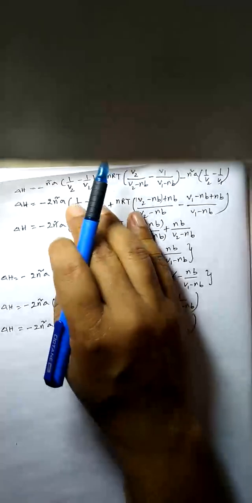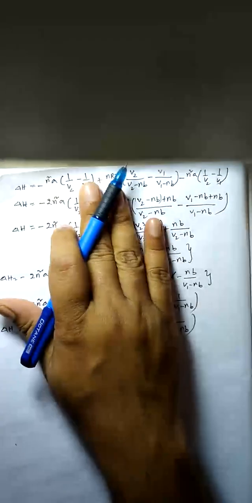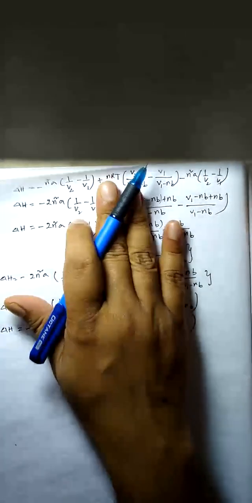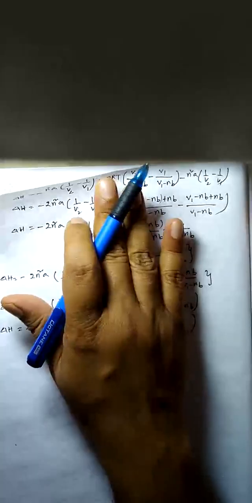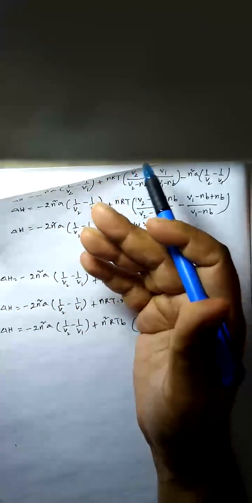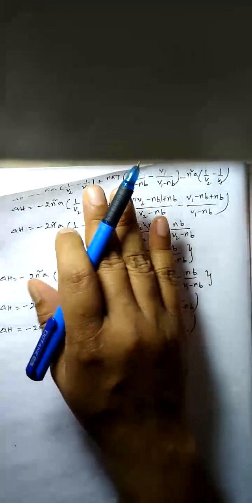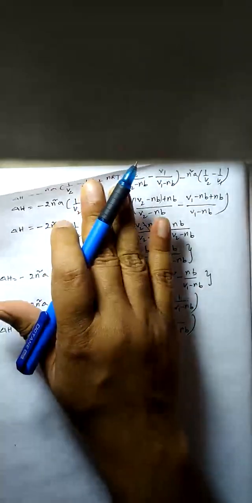So now it is over. Which one? Isothermal reversible. Reversible means maximum work is performed. It is a theoretical concept only, because we do not find any 100% reversible reactions. So it is the isothermal reversible expansion of van der Waals gas.